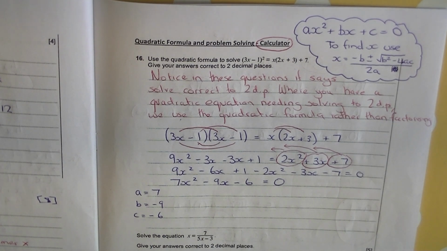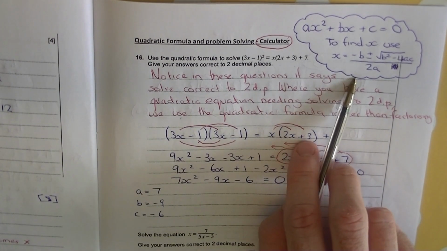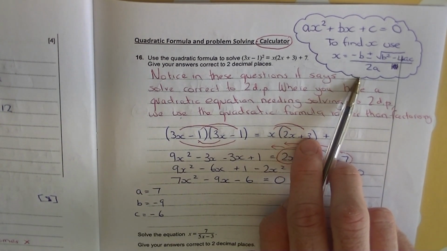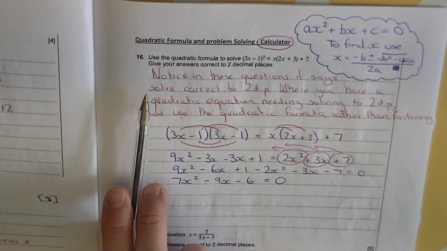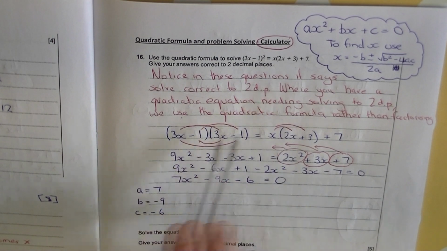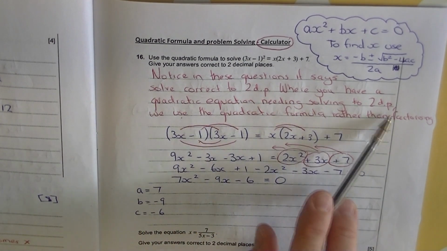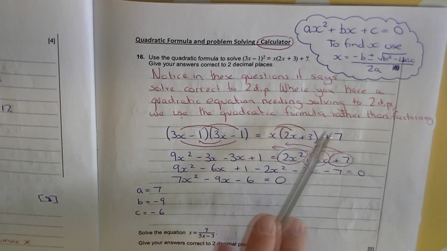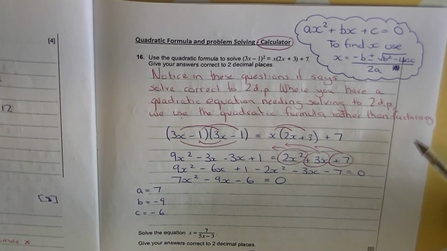So we see that, give your answers to 2 decimal places. We spot it's a quadratic. In comes the quadratic formula, which is this. Okay, don't need to learn it. It's given in the formula sheet. What have I written in red? Notice in these questions it says solve correct to 2 decimal places. Where you have a quadratic equation needing solving to 2 decimal places, we use the quadratic formula rather than factorising. There's a note summing up exactly what I've just said.